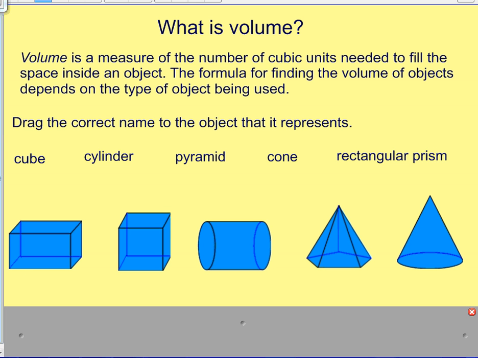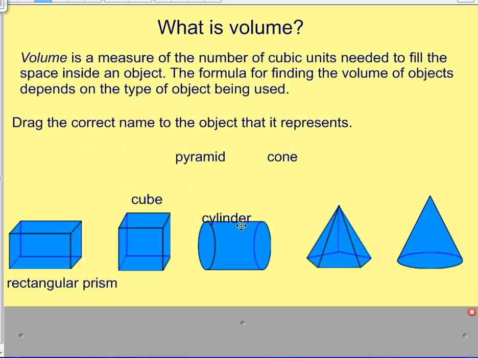So this first shape right here, we know because it has a base of a rectangle and both the bottom and the top are rectangles, it's going to be a prism, and specifically a rectangular prism. All right, this one has a square bottom and it has 6 squares on it. We know it's automatically going to be a cube. All right, this next one, because the two bases of this particular shape are circles, we know that it's going to be a cylinder.